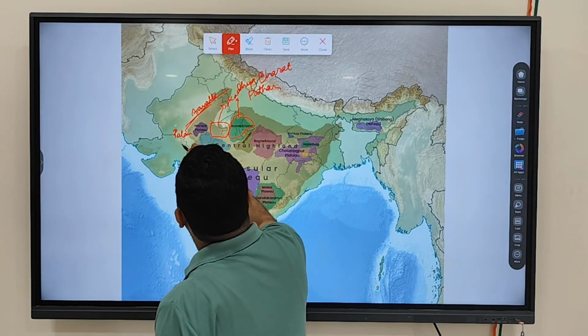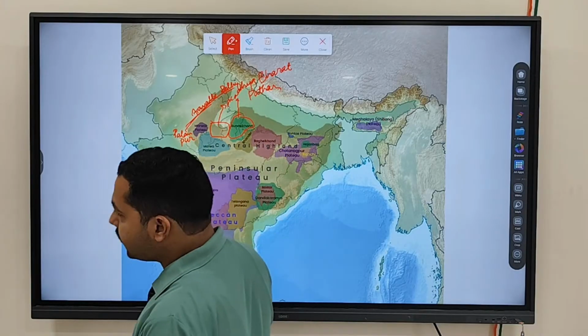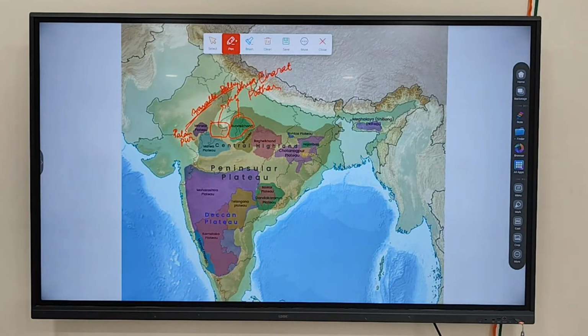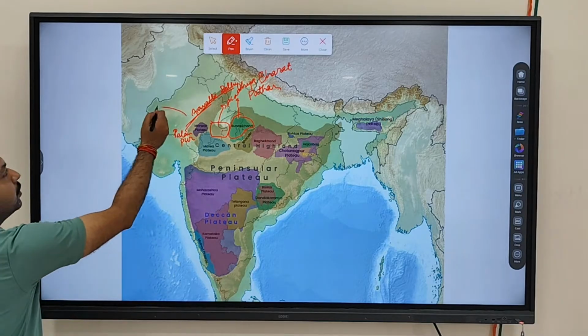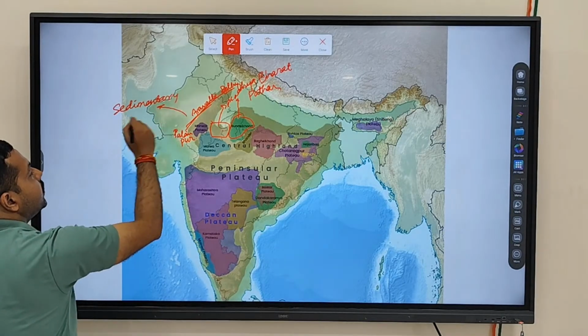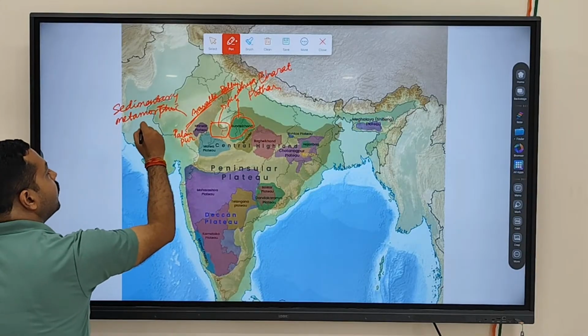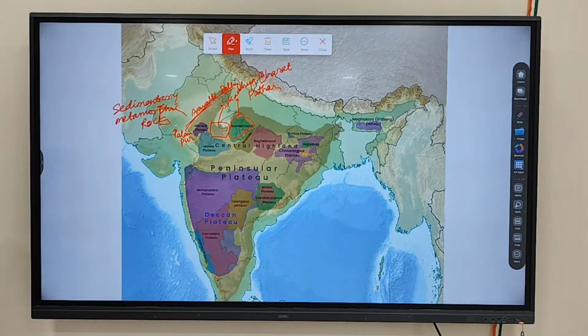Almost from the Palanpur region to Delhi. It is extending from the Palanpur region to the Delhi region. It is which type of mountain? Old fold mountain. And you know that it contains which type of rocks? Sedimentary and metamorphic rocks. They are going to contain sedimentary and metamorphic rocks.